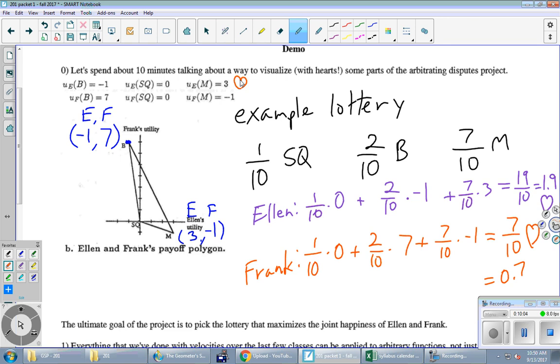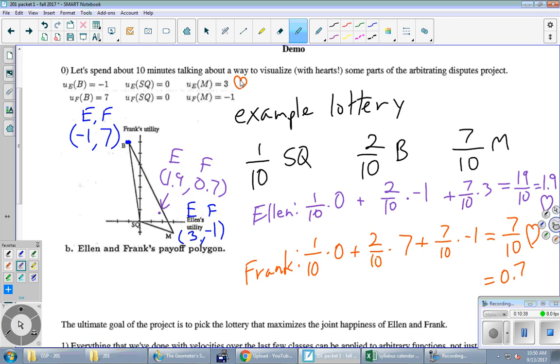And we'll just finish this with one more thing in the picture. Okay, so if I plot a point where Ellen is at 1.9 and Frank is at 0.7, remember Ellen is always the x and Frank is the y, so I'll go to 1.9 and 0.7. I think I land somewhere around there. So this is 1.9, 0.7, Ellen and Frank in their usual order, okay? That point is the one that represents this lottery that I just made up. 1/10 of the time stay home, 2/10 go to the beach, and 7/10 go to the mountains.